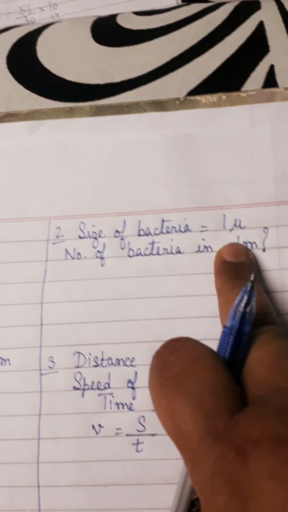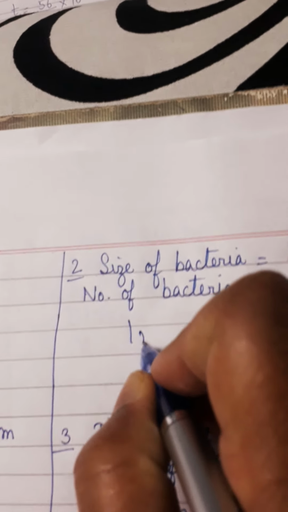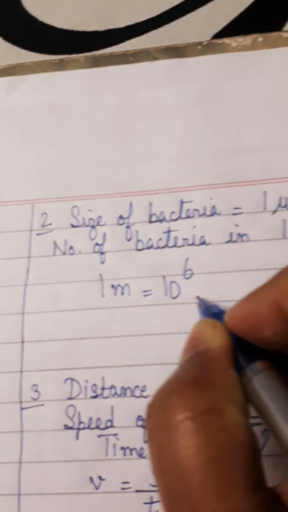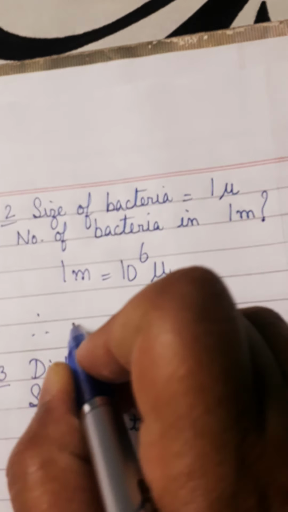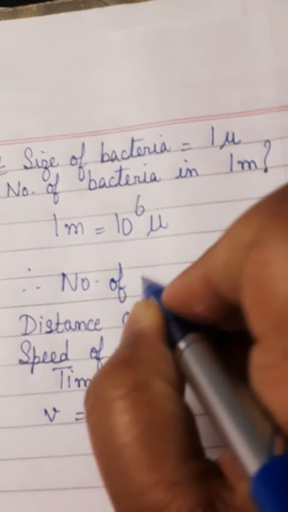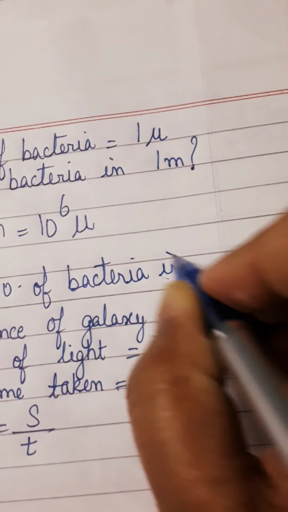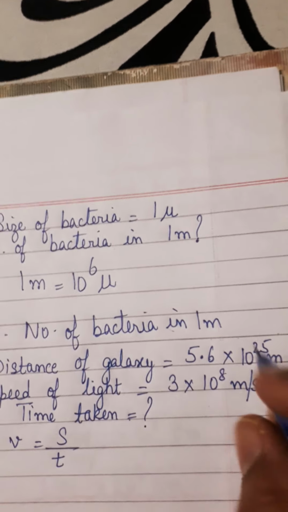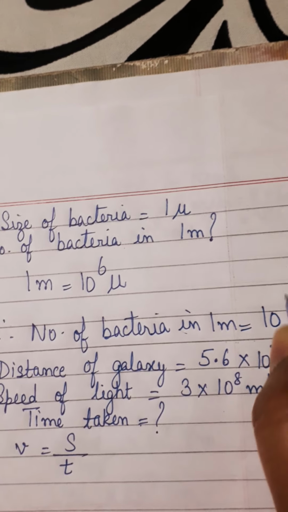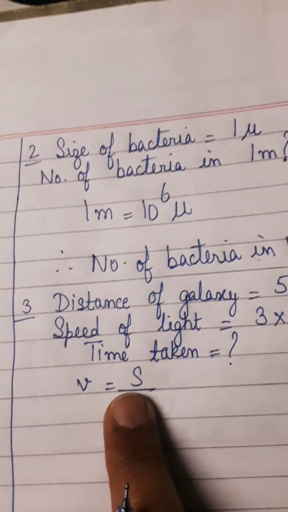Now let's move on to the second numerical problem. In the second numerical problem, it has been given that the size of bacteria is equal to 1 micron. And you are supposed to find out the number of bacteria present in 1 meter. Let's work out the relation. 1 meter is equal to 10 to the power 6 microns. Okay, children? So therefore, the number of bacteria in 1 meter is equal to how much? Because the size of one bacteria is 1 micron, the number of bacteria in 1 meter will be equal to 10 to the power 6. That's your answer.